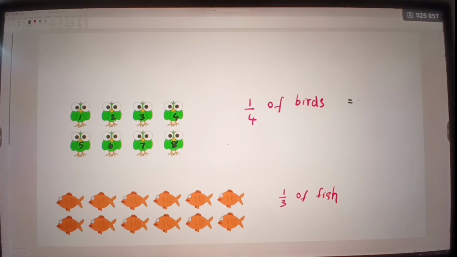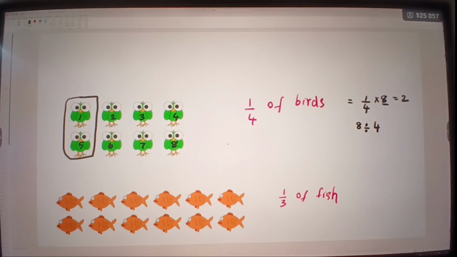So how do you do it? You have to do 1/4 times 8. So what operation you have to do? 8 divided by 4. What is 8 divided by 4? 2. So out of these 8 birds you are selecting 2 birds. 1/4 times 8, where 8 is the total number of birds. You want to get a quarter of the birds from 8 birds. So 8 divided by 4, that is 2.